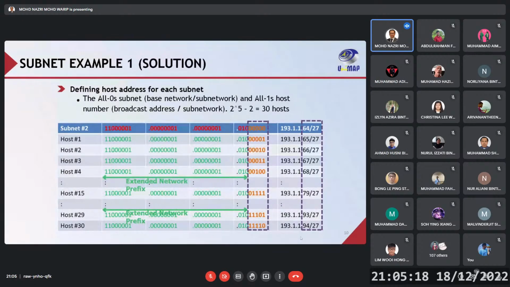And 95 is for broadcast. So the only thing that we can use is only these IP addresses, from 65 until 94. Okay, understand? Okay, next. Understand? This host means PC1. So you configure .65, 66, and so on until 94.